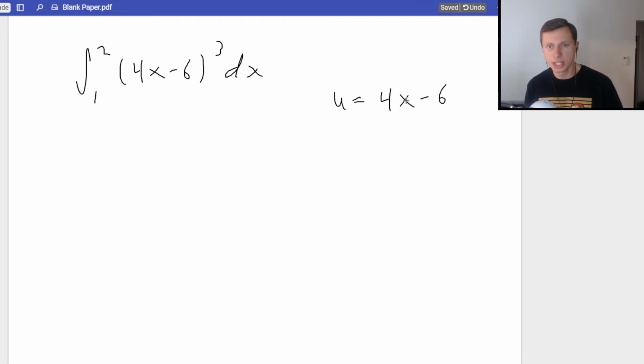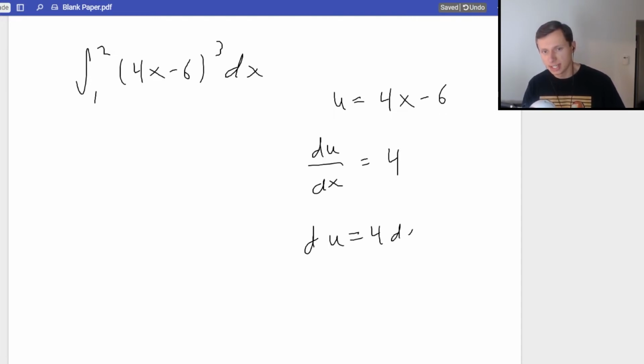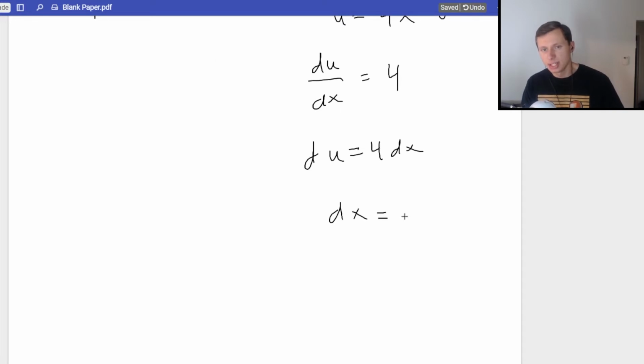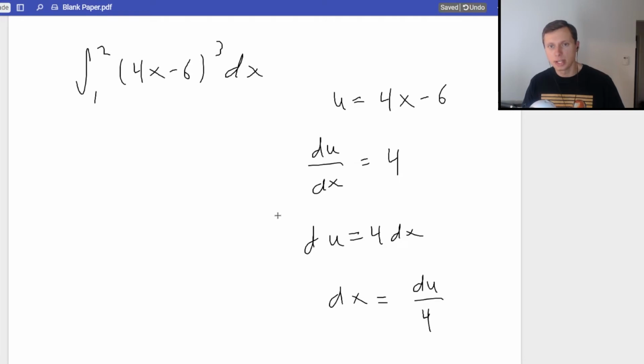In this case, u is going to equal 4x minus 6, which means du/dx, the derivative, is equal to the derivative of 4x minus 6, which is just 4. Then multiply both sides by dx, du equals 4 dx, and divide both sides by 4. dx equals du divided by 4. Perfect. Now I'm going to plug in for dx and for u. I'm going to get the integral from 1 to 2 of, now it's u cubed, u cubed times dx, which is now du over 4.